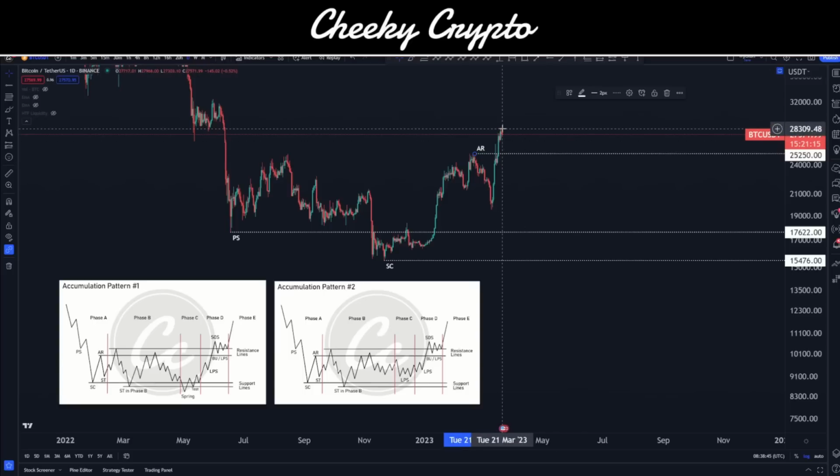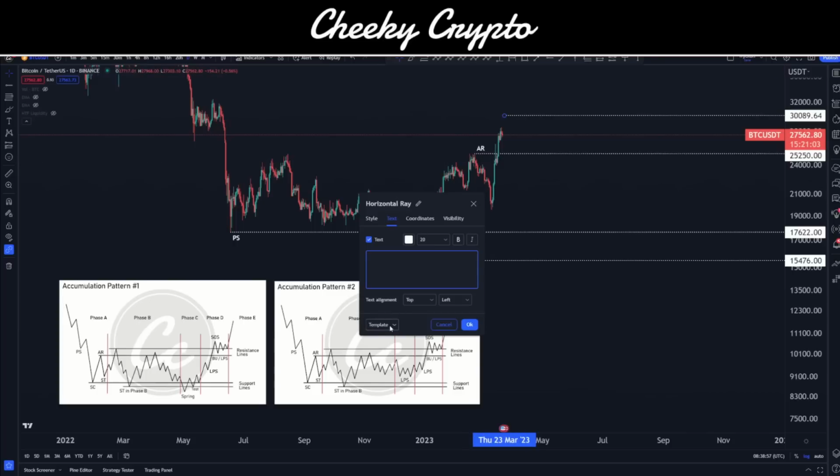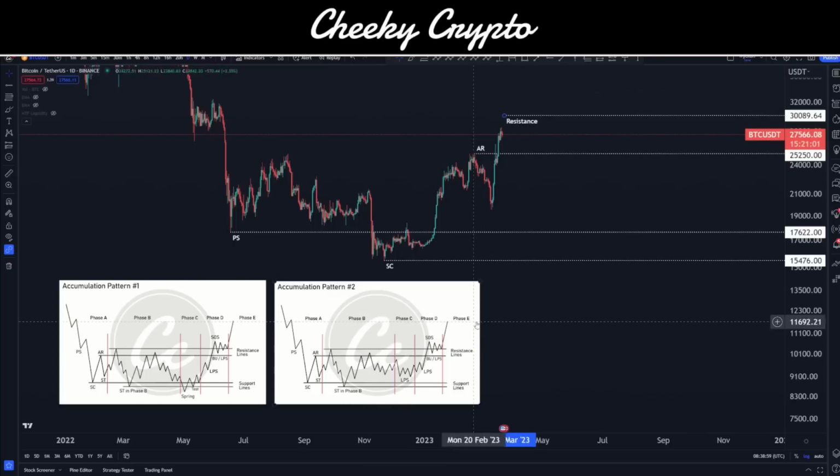And at the moment, I don't think we're necessarily finished, but we're looking for the resistances. And I think that's going to be coming in at around the 30K. I'm going to put this right up here around 30,000 just for now, and I will label this resistance. There we go. Okay, so we end up with this kind of schematic so far.